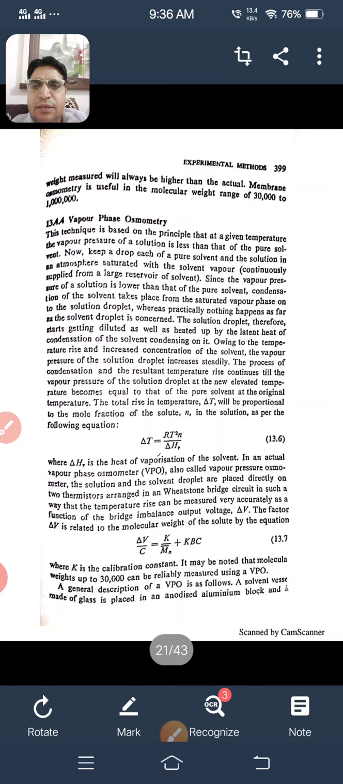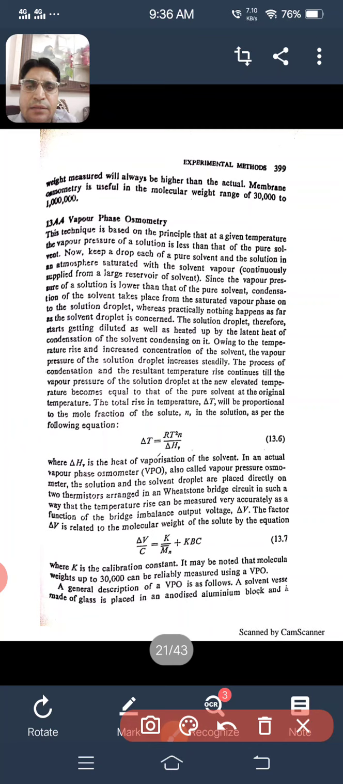The solution droplet therefore starts getting diluted as well as heated up by the latent heat. This is the latent heat of condensation of the solvent condensing on it. Owing to the temperature rise and increased concentration of the solvent, the vapor pressure of the solution droplet increases steadily, until the vapor pressure of the solution droplet at the new elevated temperature becomes equal to that of the pure solvent at the original temperature.